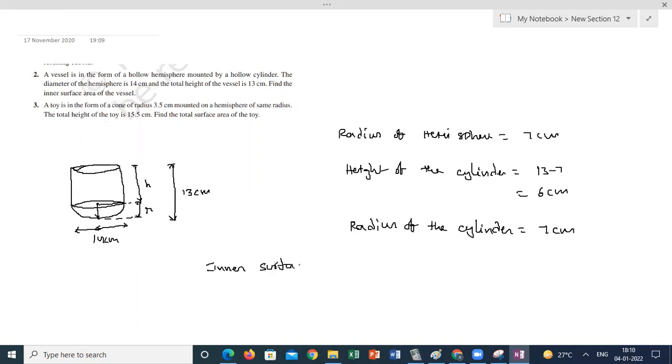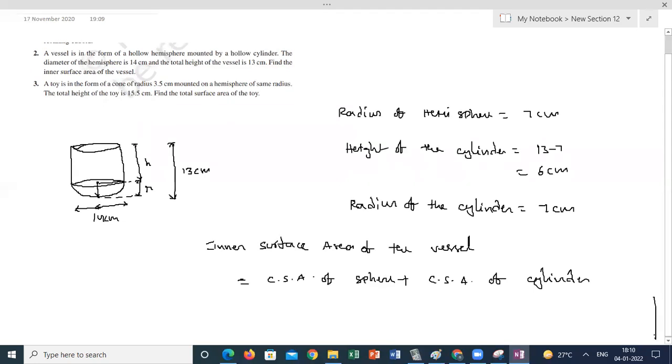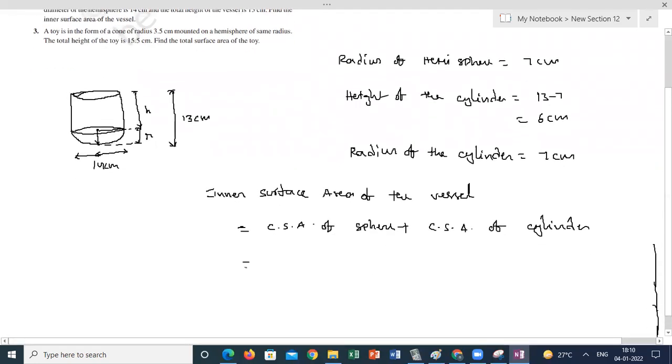The inner surface area of the vessel is the curved surface area of the hemisphere plus the curved surface area of the cylinder. What is the curved surface area formula for the sphere, students? Don't calculate separately. You have to frame the equation. At the end, the final calculation will give the final answer. Curved surface area is 2 pi r square for the hemisphere. What is the curved surface area for the cylinder?